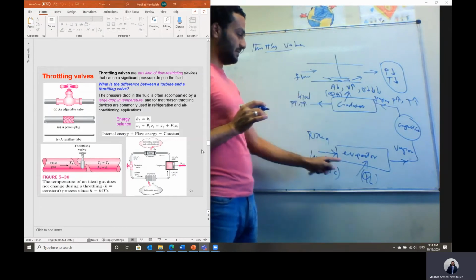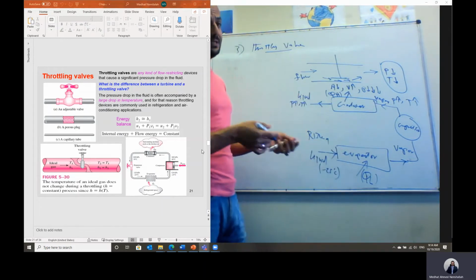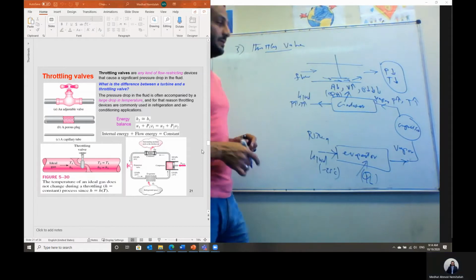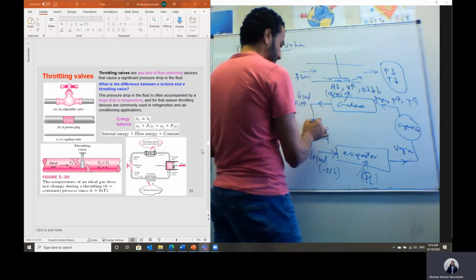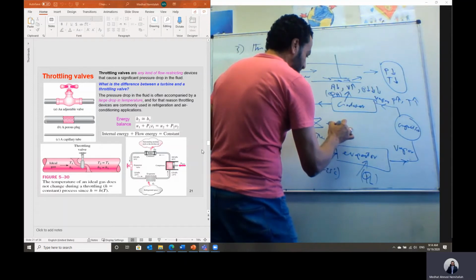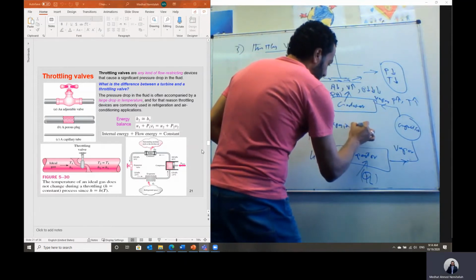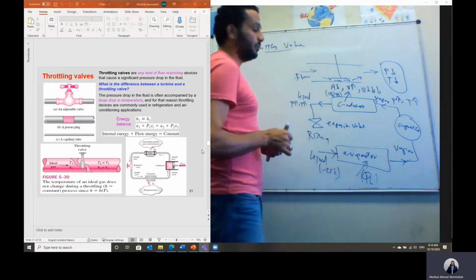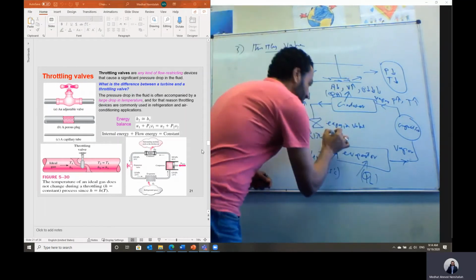If I pass that again inside the evaporator, it will heat up the system, not cool it down. So what should we do in this case? In this case, we have what we call the expansion valve. Expansion valve or capillary tube. We call it also a capillary tube.